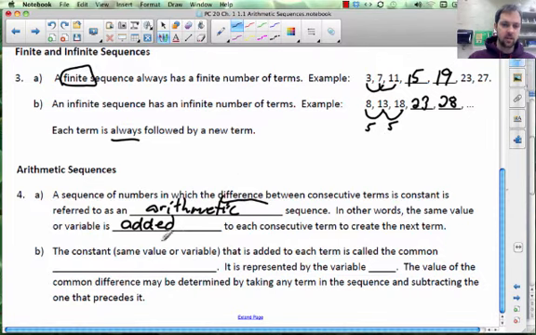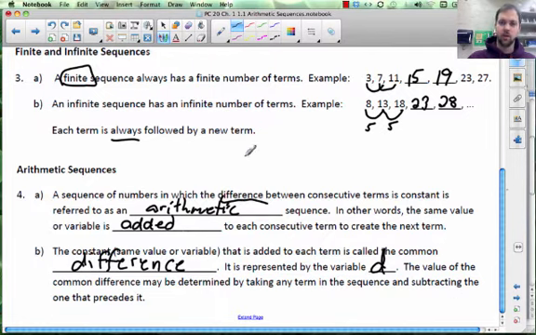The constant that is added to each term is called the common difference. It is represented by the variable d. Why would they use d for difference? I don't get it. The value of the common difference may be determined by taking any term in the sequence and subtracting the one that precedes it.